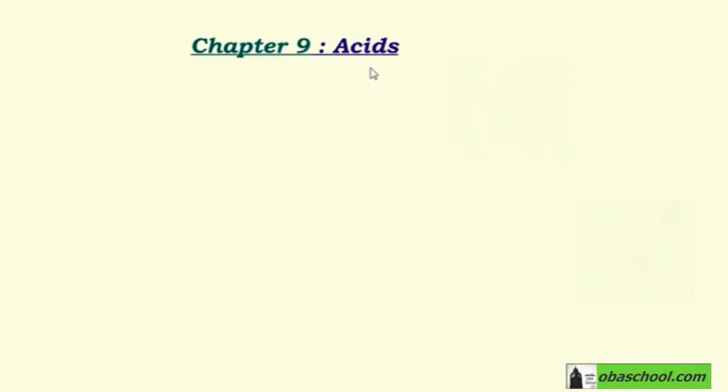So what are acids? Let's see together. How do we know that a given solution or substance is an acid? Acids have the following characteristics that help us figure out whether we have an acid or not. First of all, acids are sour. They have a bitter taste. For example, a lemon is sour.